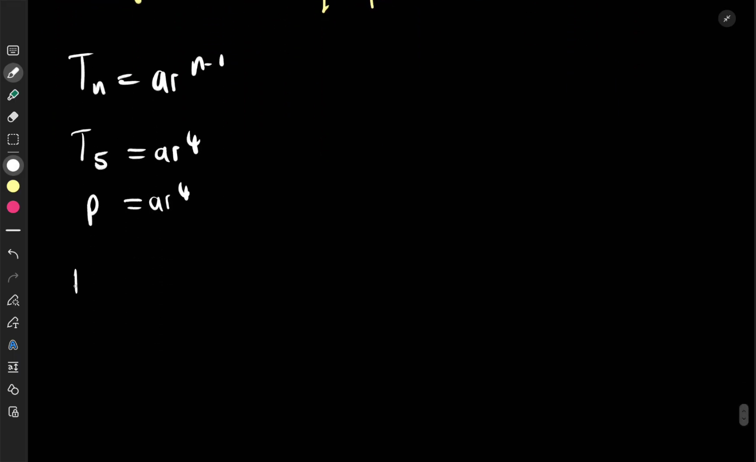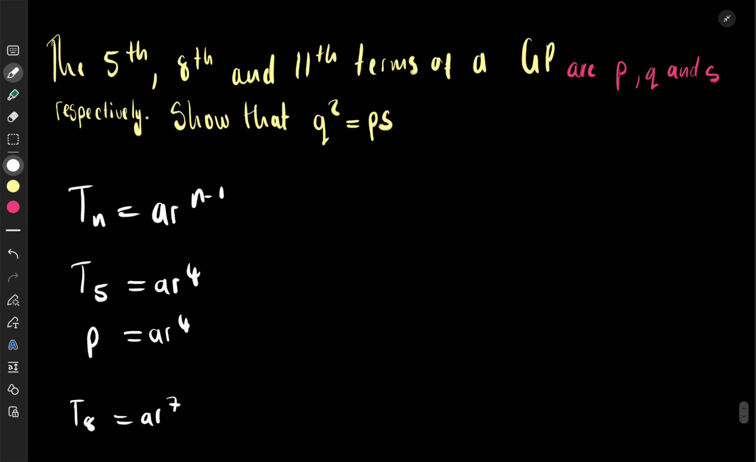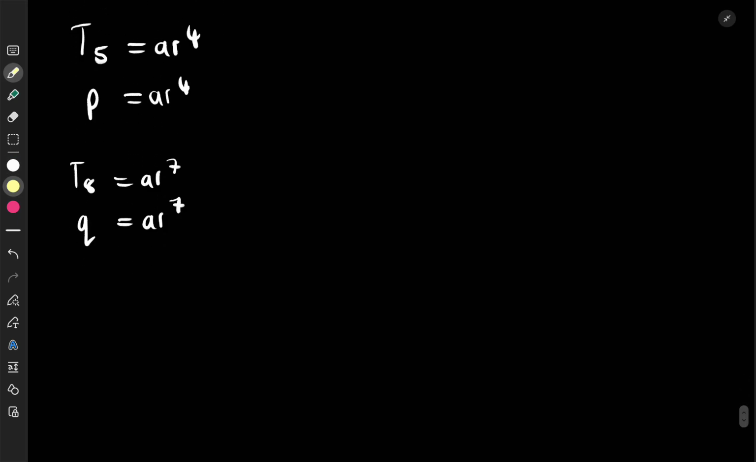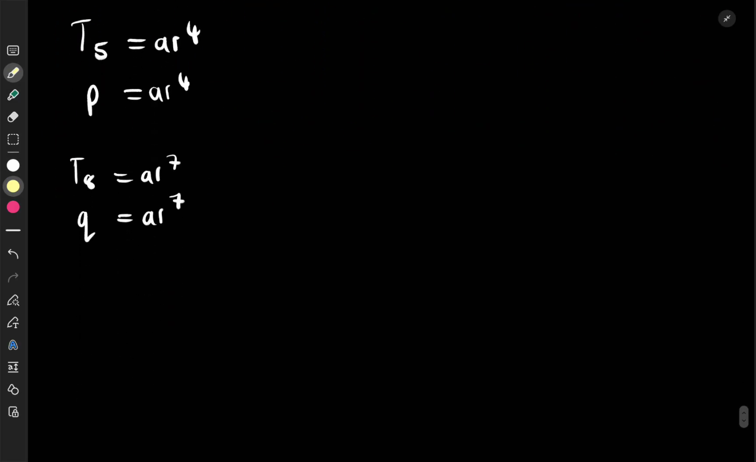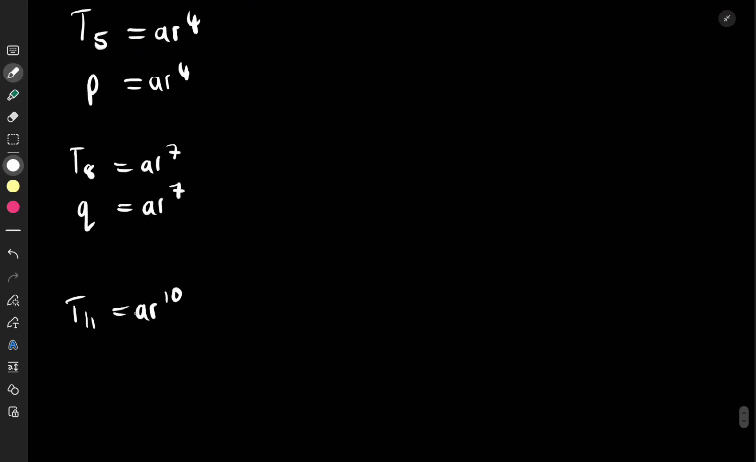Then the 8th term, term number 8, is equal to AR to the power of 7. And what is that? Q. So Q is equal to AR to the power of 7. Then we can jump a few lines and say they give the 11th term. Term number 11 is equal to AR to the power of 10, and that is S. So S is equal to AR to the power of 10.